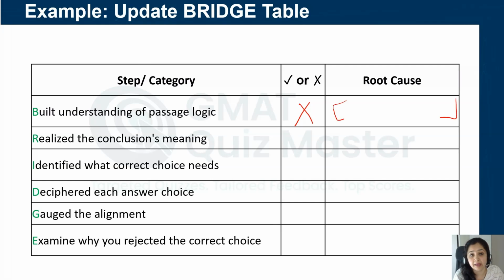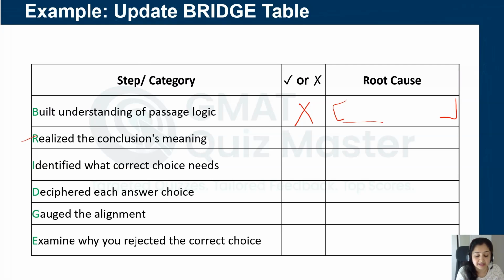For example, maybe you did not read the word average when you were reading the passage, and that is why you misunderstood the passage logic itself. So, write it down here. I missed reading the word average when I was reading the passage, and that is why I did not understand the passage logic completely. Then, let's move to the next step.